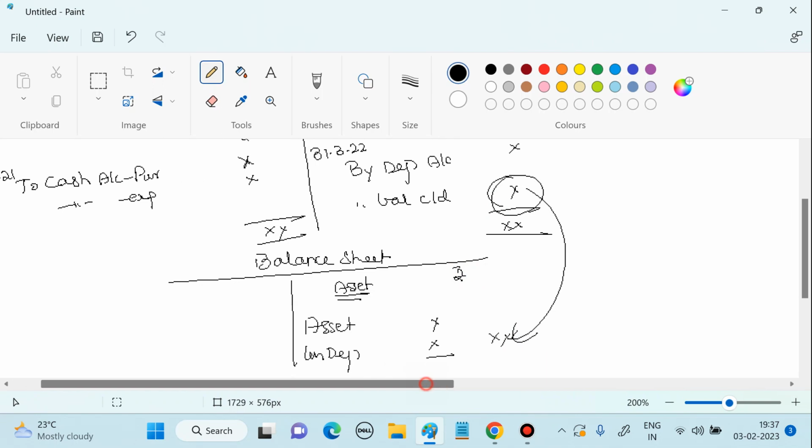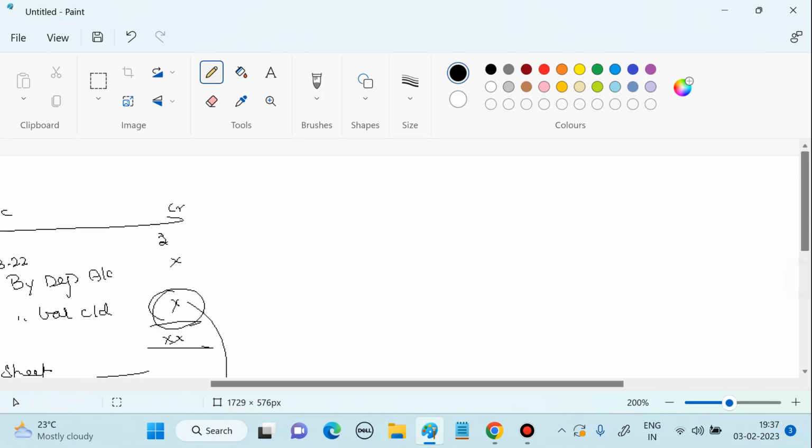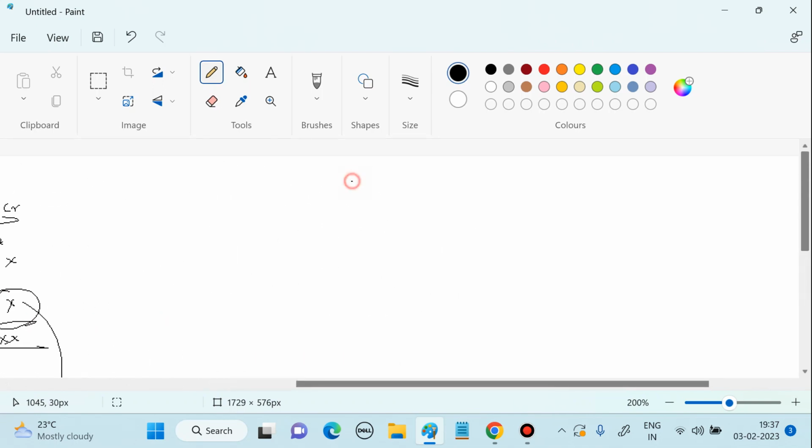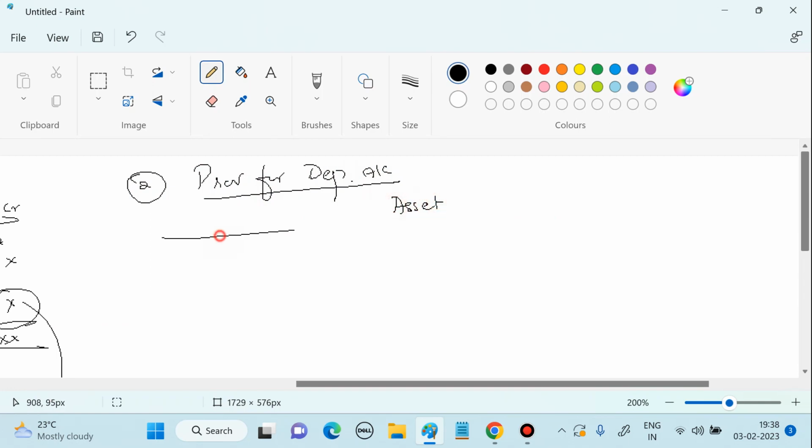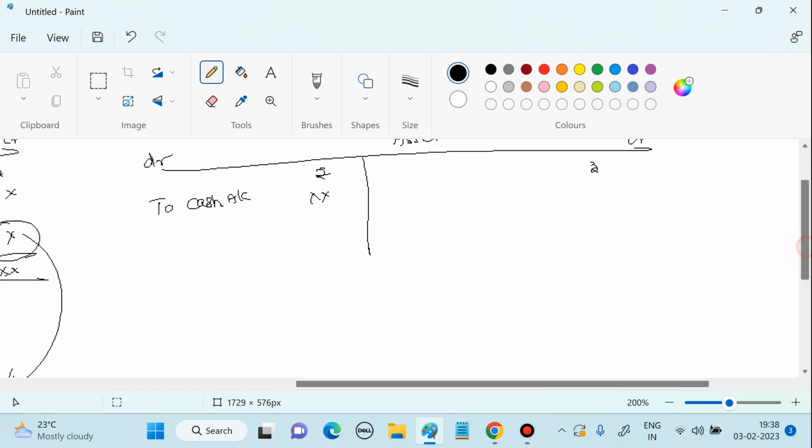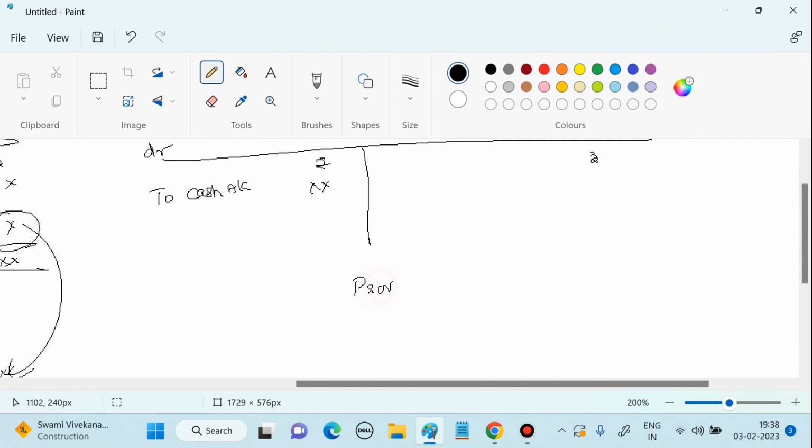Now, the second method is where you maintain a provision for depreciation account. In that case, what happens? Two accounts are maintained. One is the asset account. In the asset account, only the purchase and sale would come to cash or bank account, and you would have a separate account called the provision for depreciation account.